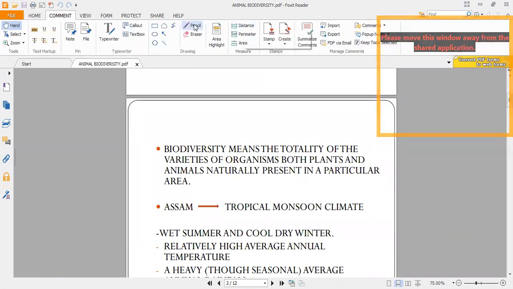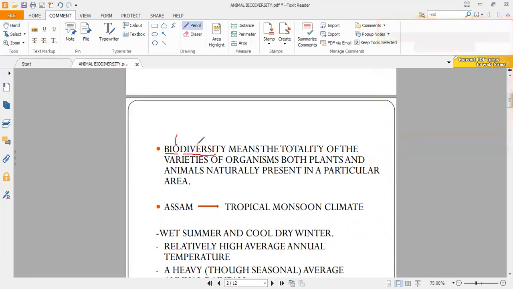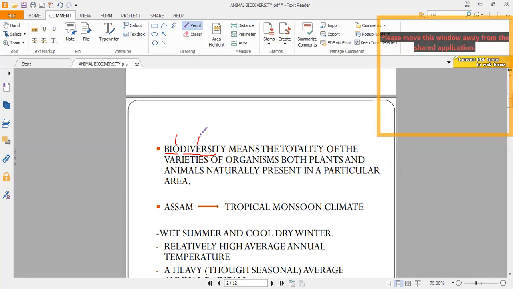See, biodiversity is composed of two words. One is bio, one is diversity. Now, the meaning of bio is life. Diversity means variations. So, different types of life that we can see in our nature. Biodiversity we can normally find in natural habitats, for example, forests, wildlife sanctuaries, then national parks. We can find different types of variations in plant life and animal life.